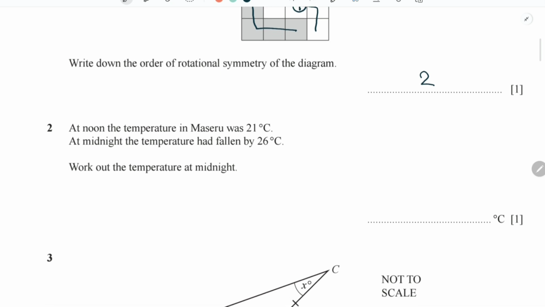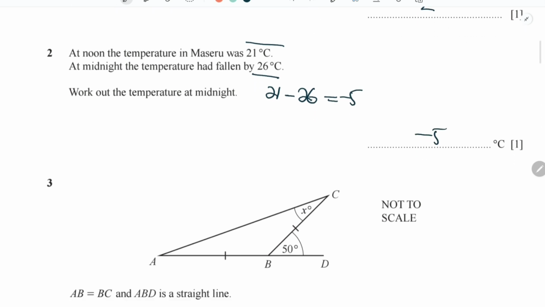Now the next question we have: at noon the temperature in Miseru was 21 degrees centigrade. At midnight the temperature had fallen by 26 degrees centigrade. Work out the temperature at midnight. Falling means the temperature decreases, right? So 21 minus 26, we subtract, so we get -5, right? So the answer is -5 degrees centigrade.